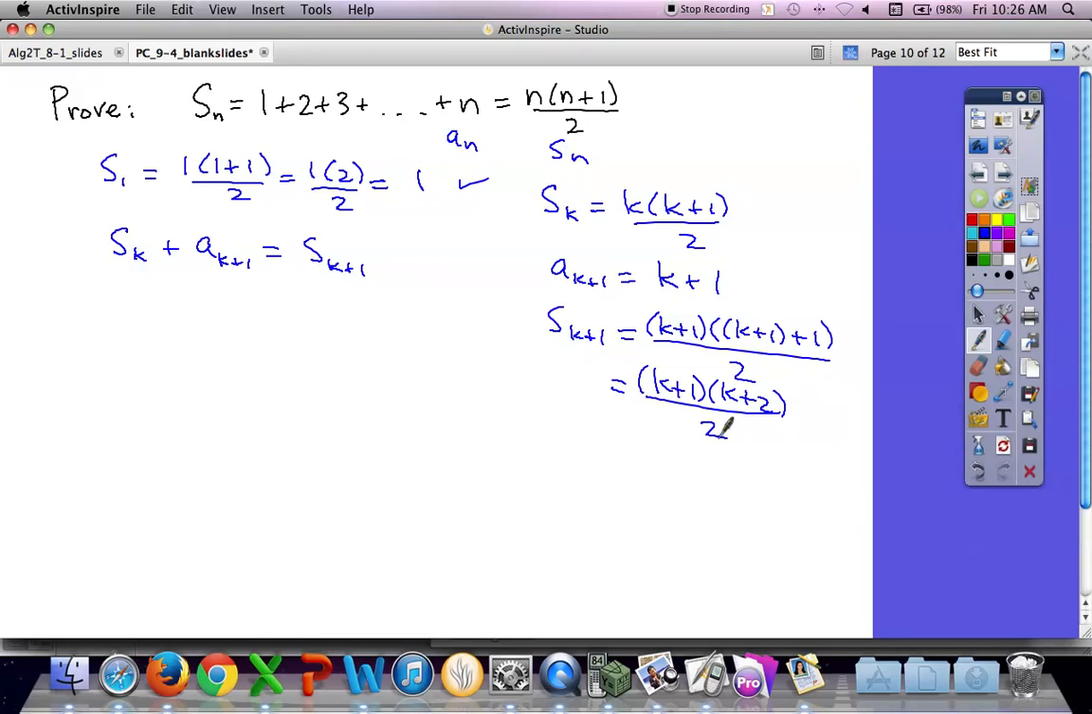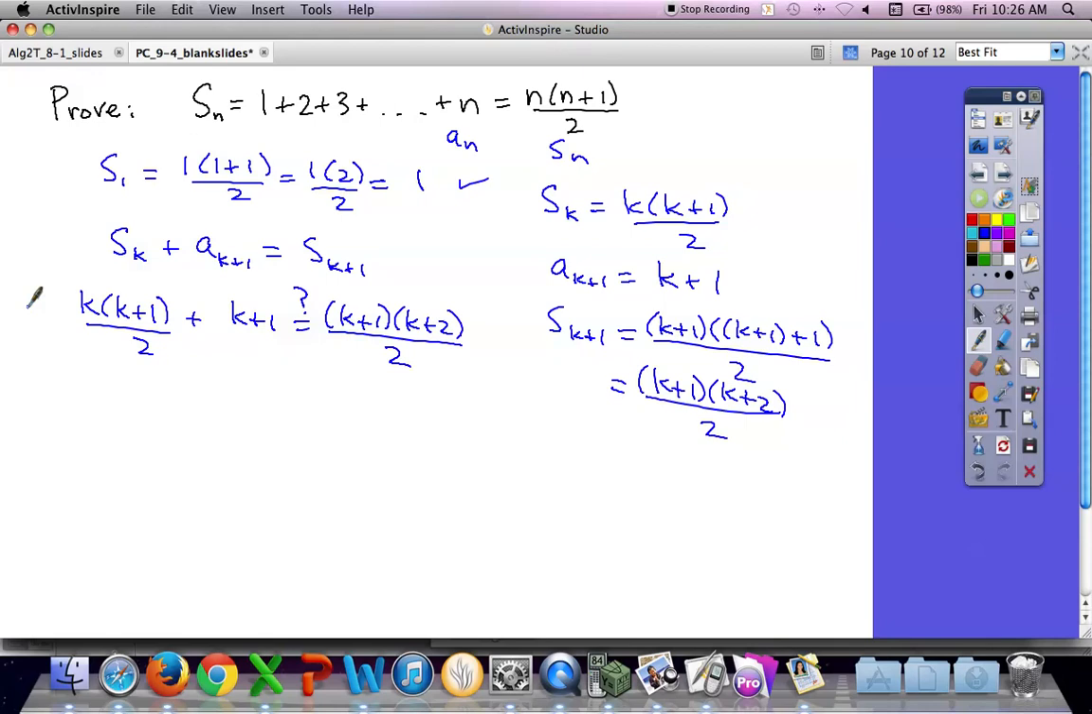Okay, now let me substitute here. S_k we said is k times k plus 1 over 2. a_(k+1) is k plus 1. And S_(k+1) is k plus 1 times k plus 2 divided by 2. And that's the thing I don't know is true. I have to show that that's true.